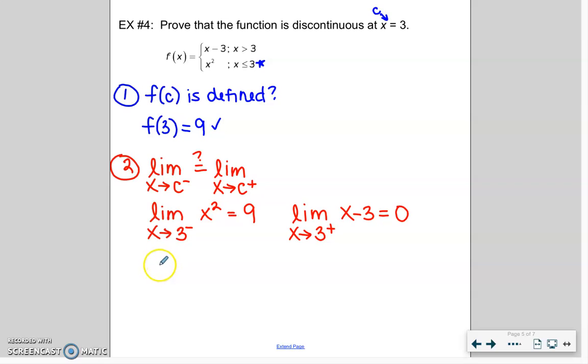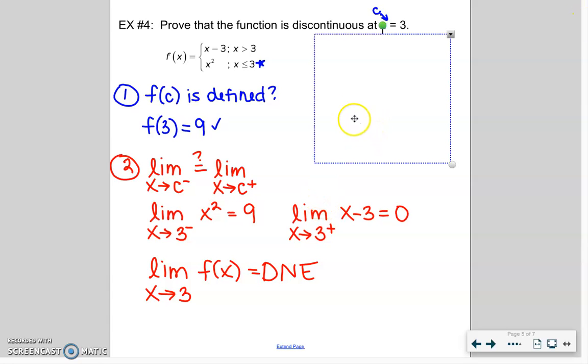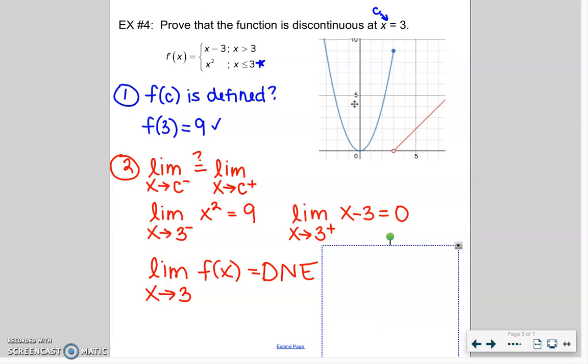Okay, so step 2 in the continuity proof is incorrect, or null and void, basically because the left-hand limit and the right-hand limit were not the same. I guess we could just say that the limit as we approach 3 does not exist, meaning the points of your graph at that location are not meeting up. I have a visual aid for you right here.